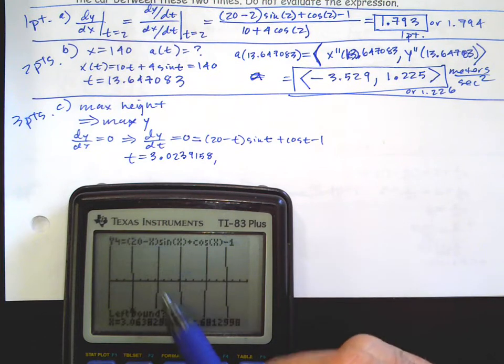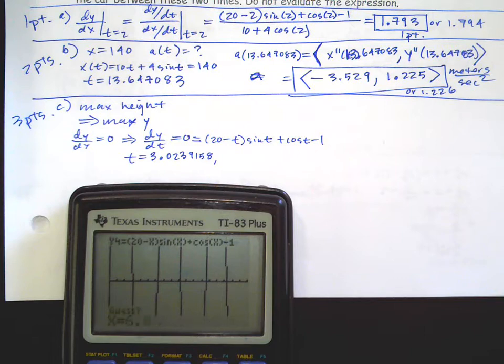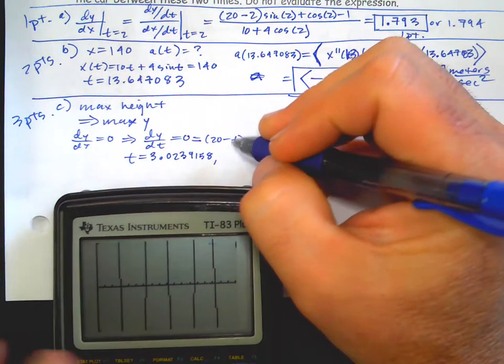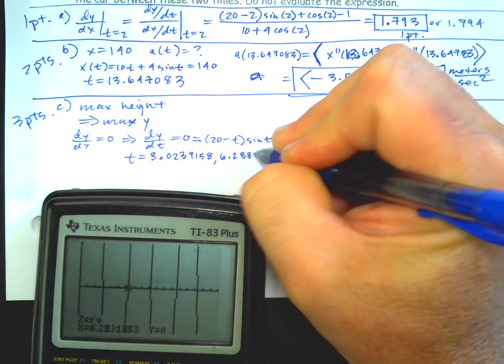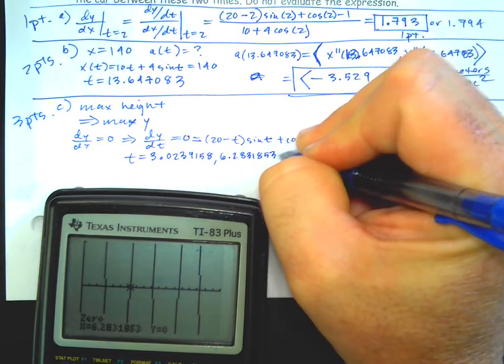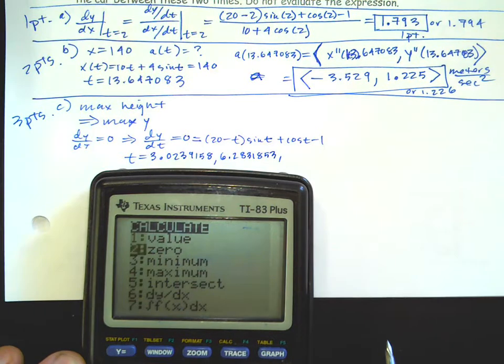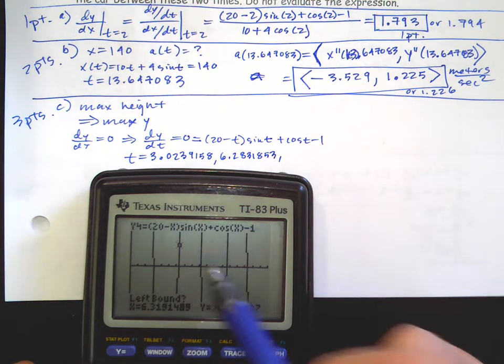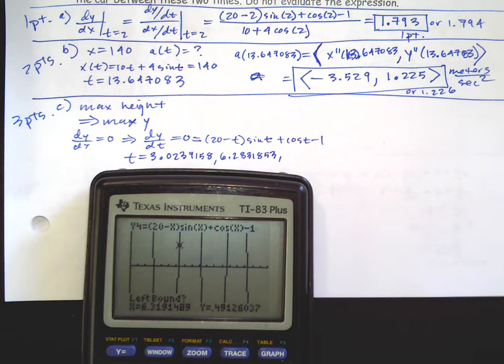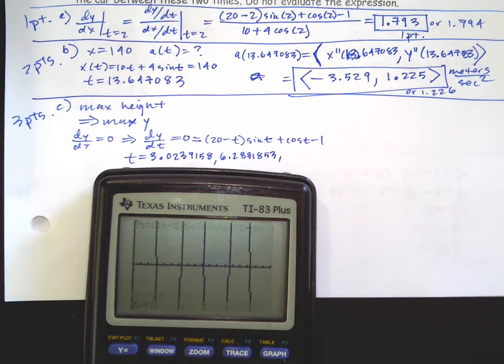Looks like there's one around 6 point something. So I'm going to say 6 to 7, guess 6.5. That one's 6.283183. Next one, so I can calculate 0. It looks like it's around 8, 9, so I'm going to say 8 to 10, guess 9.